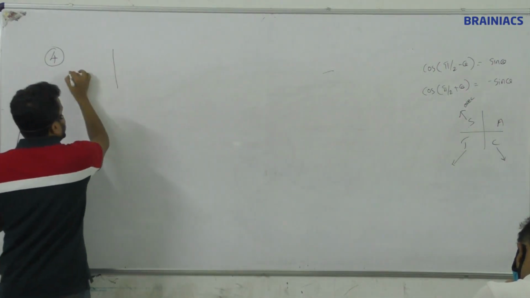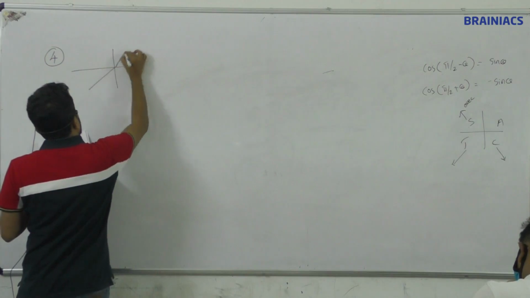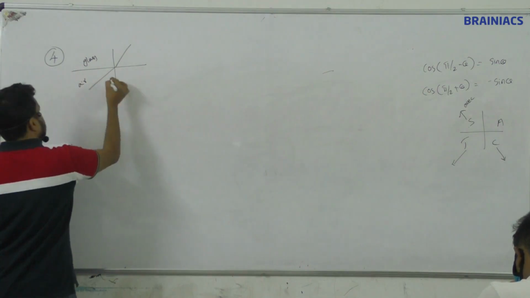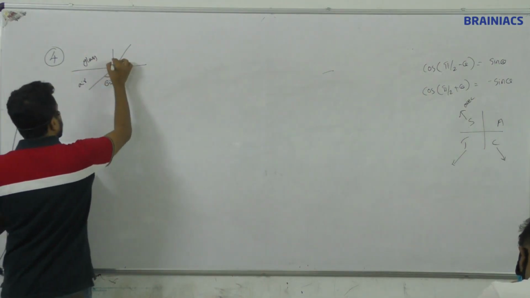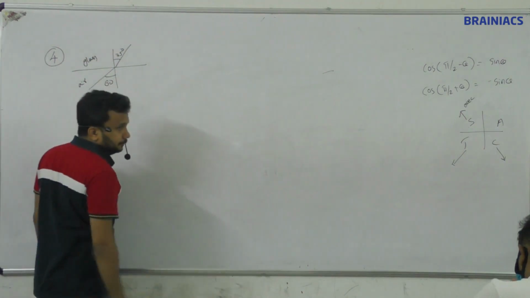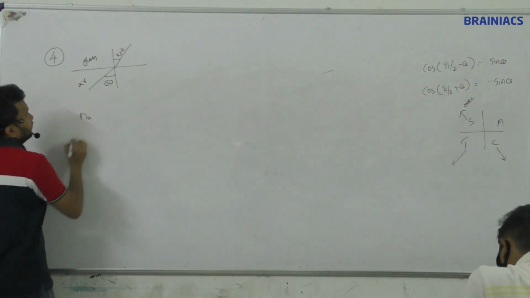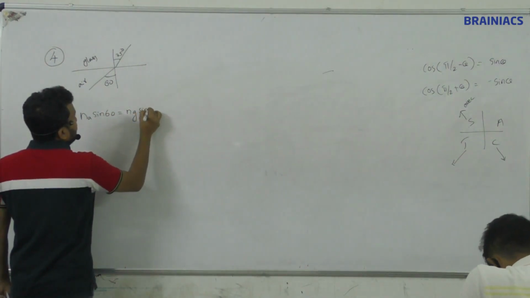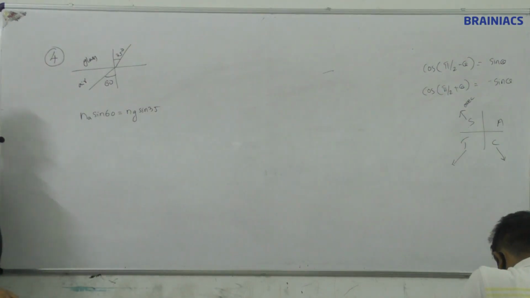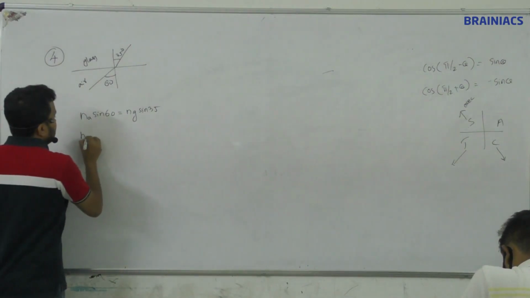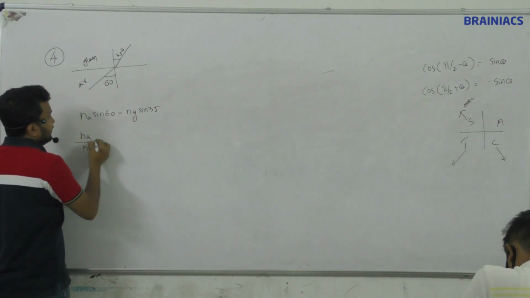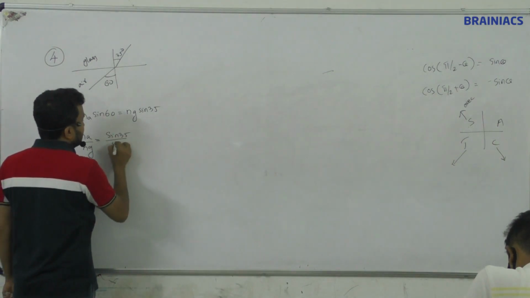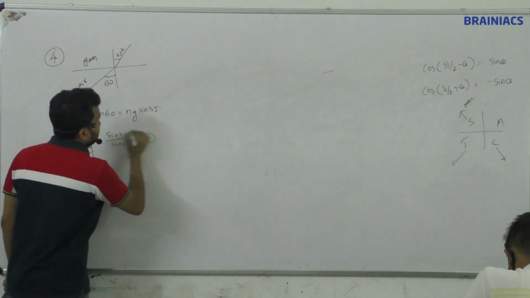Okay, so let's draw the first one. First one is like this. This is 60 degree. This is 35 degree. So n air into sine 60 equal to n glass into sine 35. Okay, so I'm writing n air by n glass equal to sine 35 divided by sine 60. I will keep it here.